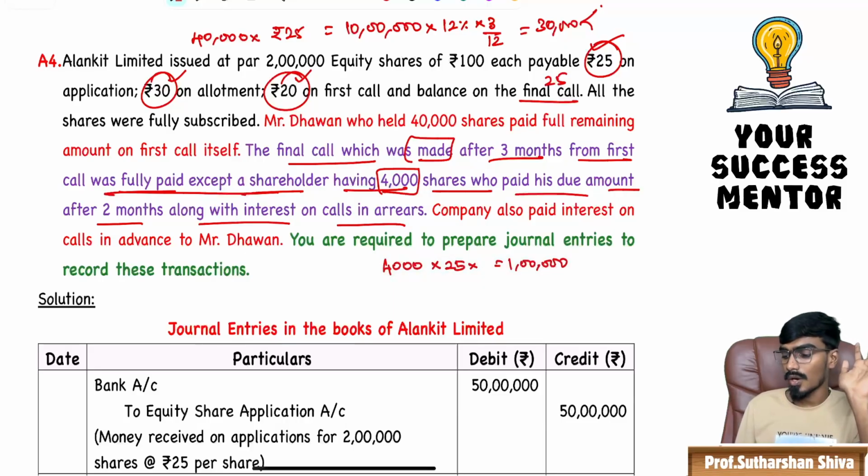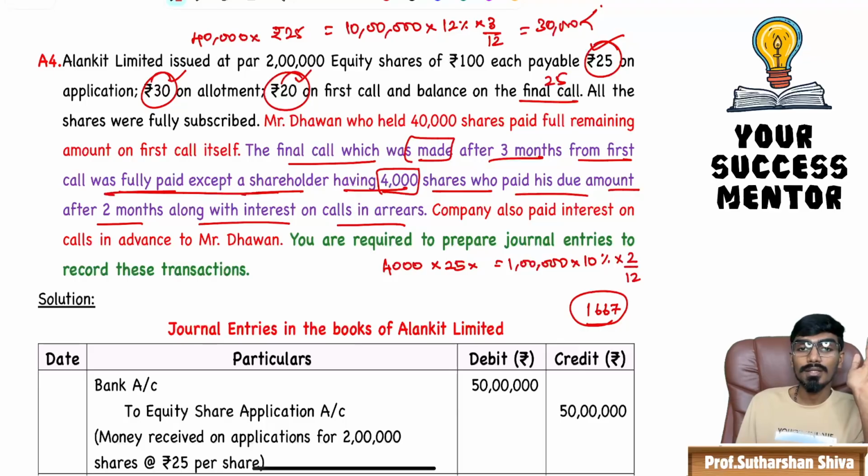So 1 lakh you got. On that 1 lakh, how much percentage is interest, sir? 10%. For how many months, sir? 2 months, sir. So 1 lakh into 10% is 10,000, divided by 6 months for 2 months, which gives you 1,667. Are you able to understand? Approximately. Yes, it is exactly 1,666.66, approximately 1,667. Correct? Yes, sir.